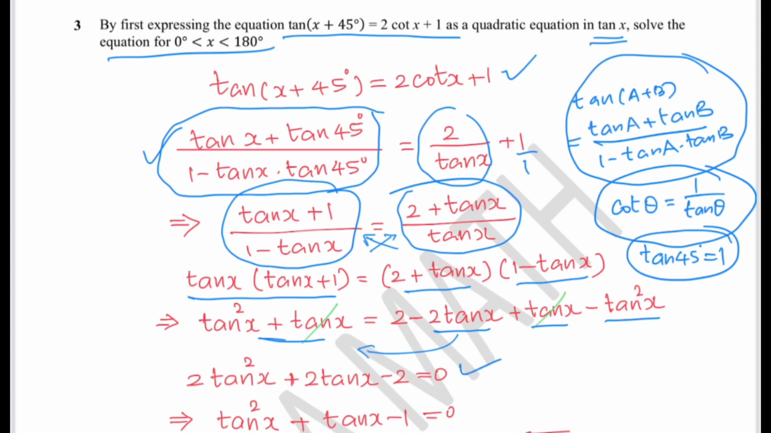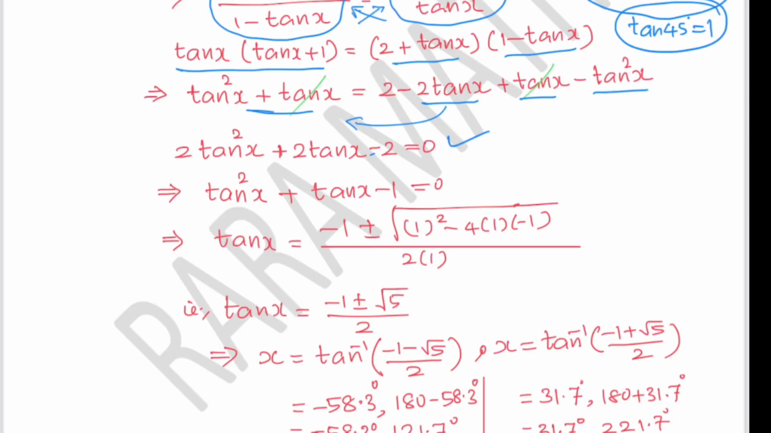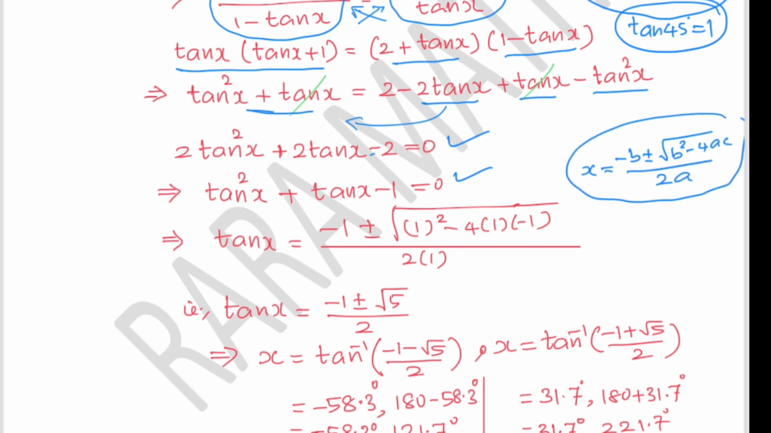You get a quadratic in tan x, that is 2 tan square x plus 2 tan x minus 2 equal to 0. 2 is a common factor in all three terms, so you can just divide by 2 throughout. You get tan square x plus tan x minus 1 is equal to 0. You can use the quadratic formula, that is ax square plus bx plus c equals 0 implies x is equal to (-b plus or minus under root b square minus 4ac) over 2a. When you apply this, x is tan x here, so (-1 plus or minus under root (1 square minus 4 times 1 times -1)) over 2 times 1. That is tan x is equal to (-1 plus or minus under root 5) over 2. So you get two values, positive and negative. So you get x is equal to tan inverse of (-1 - root 5) over 2, or x is equal to tan inverse of (-1 + root 5) over 2.